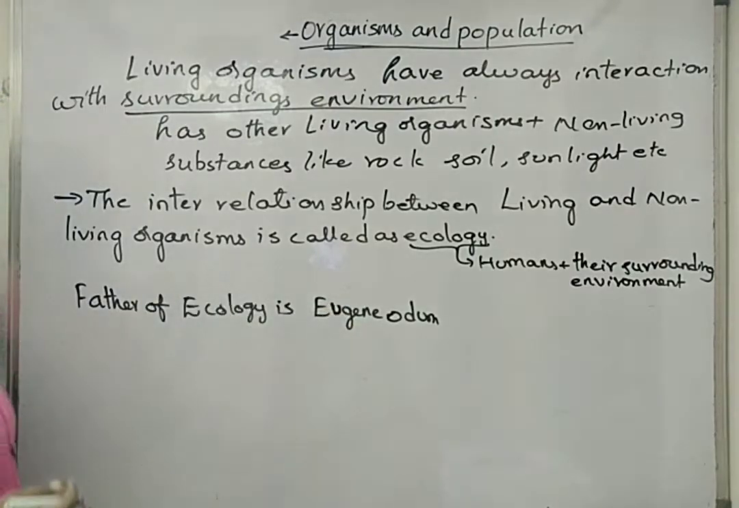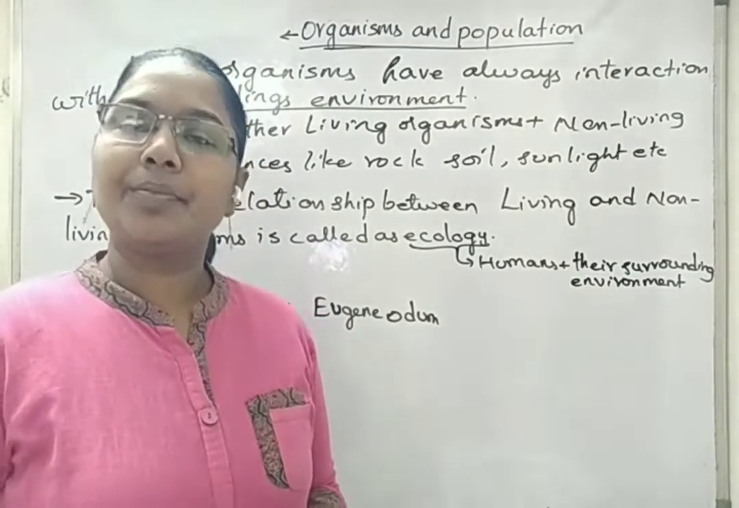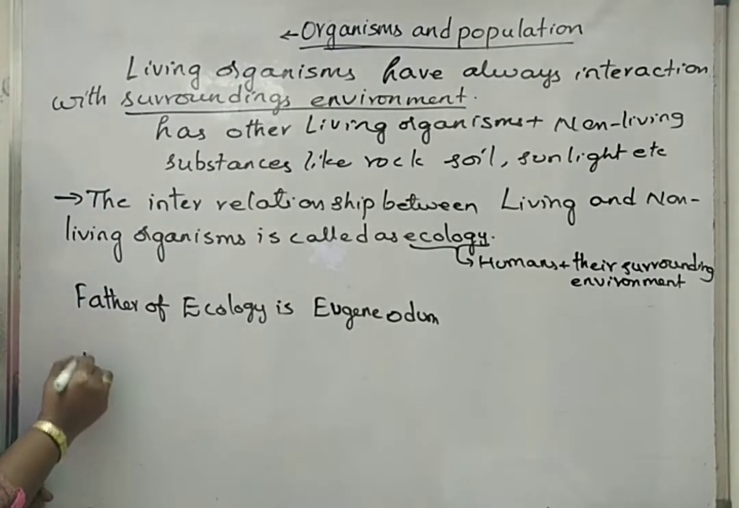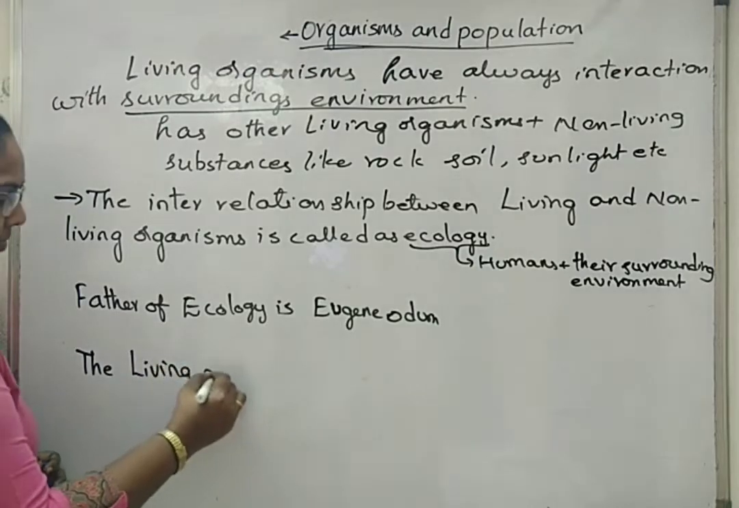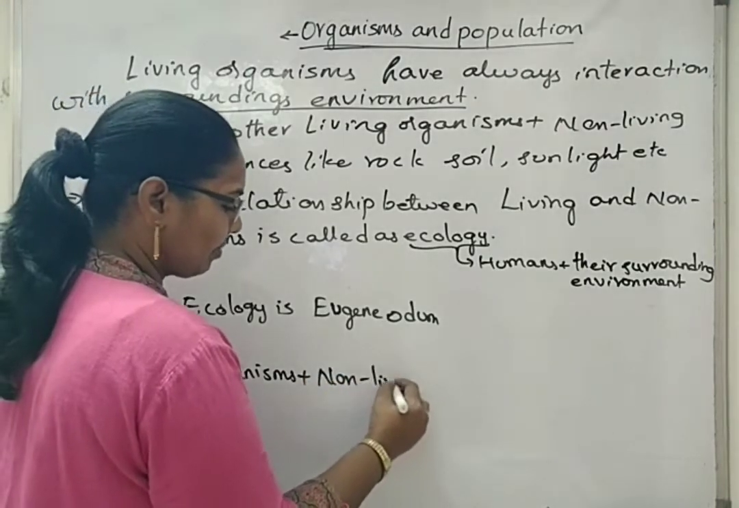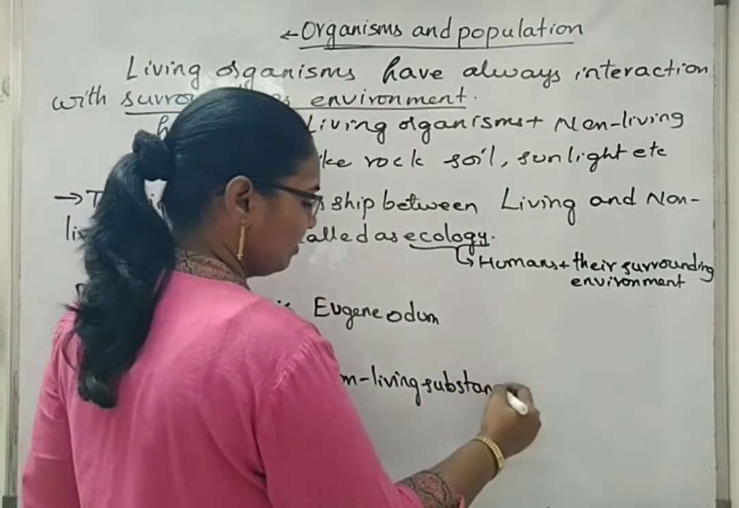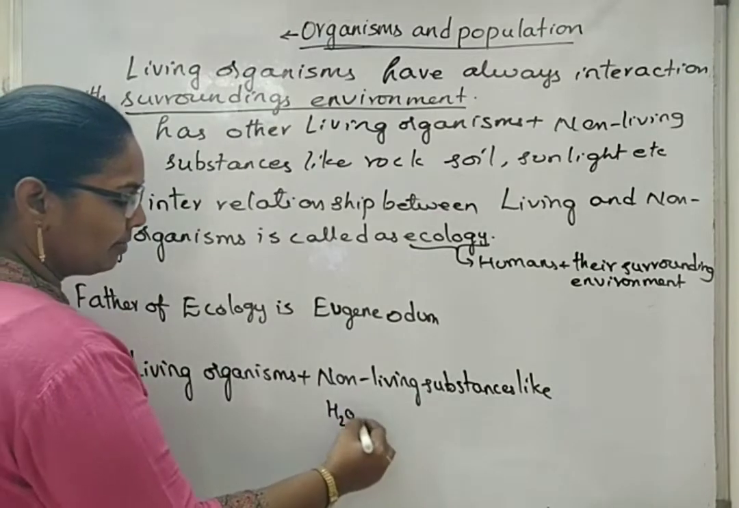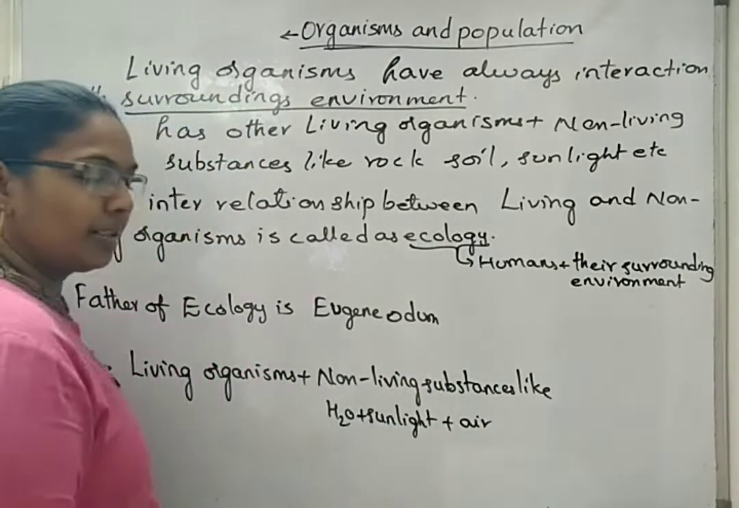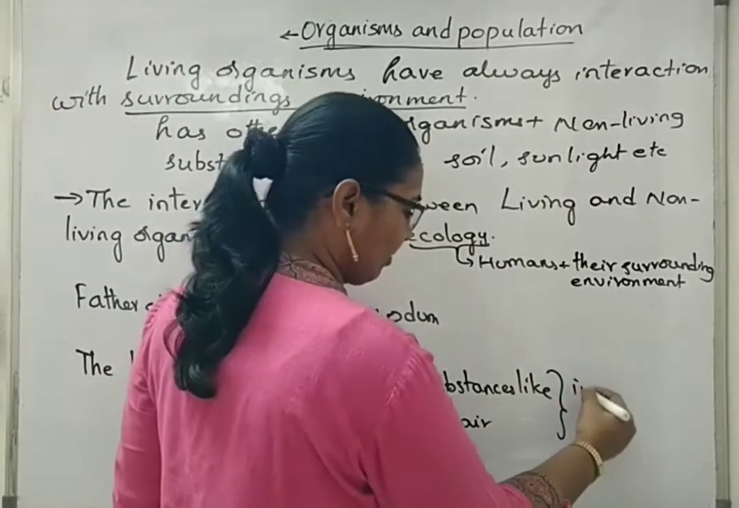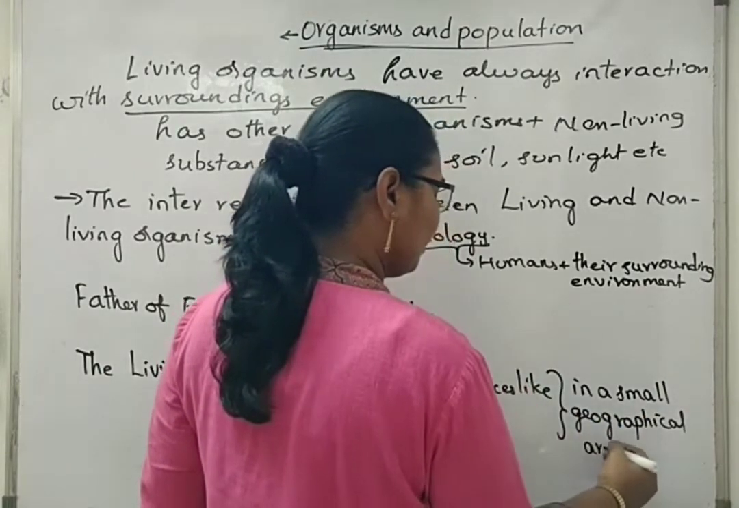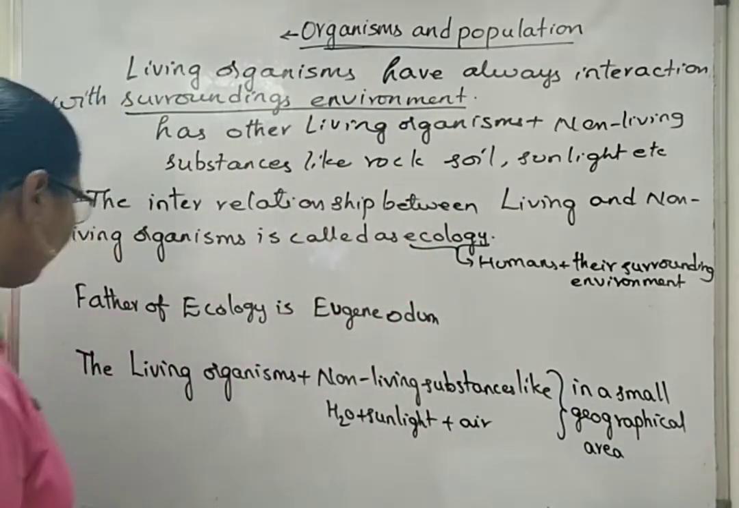Next, another term is ecosystem. When living organisms and non-living substances like water, sunlight, plus air are present in an area, in a small geographical area, this constitutes the term ecosystem.